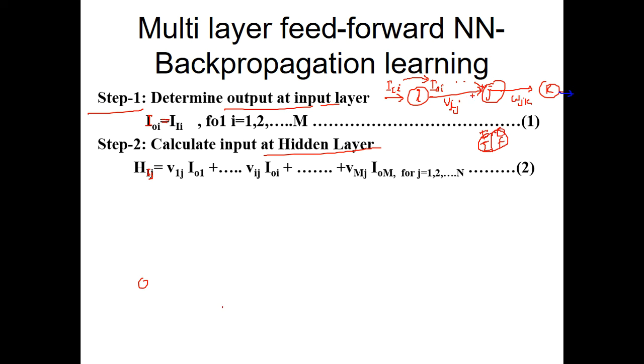So here we shall keep it HIj. So HIj is equal to Vij multiplied by IOi, and this you make i from 1 to m. Like this also can be written as summation of Vij into OOi, i will go from 1 to m. So this is our HIj.